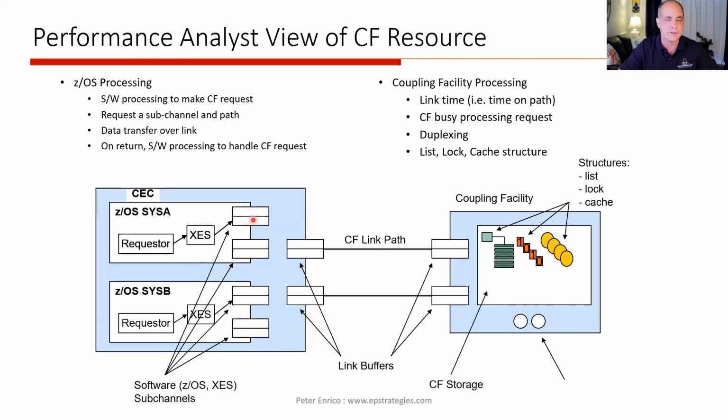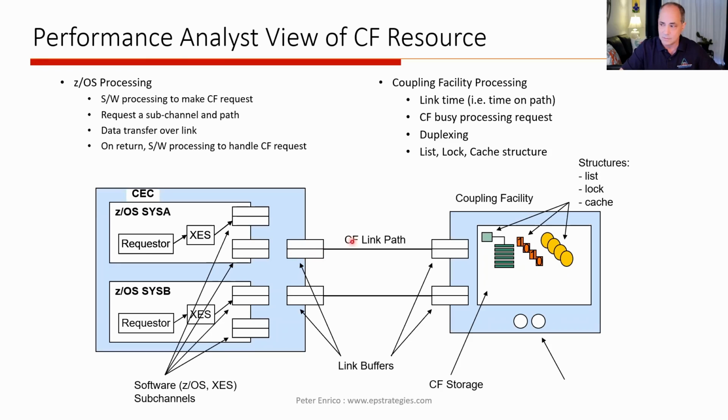Then I said we have the subchannel, which is a software staging area, and you only have X number of subchannels per link. Because you only have so many subchannels per link, you can think of the subchannel as being a performance bottleneck if you don't have enough subchannels. You can imagine that if a requester tries to make a request to the coupling facility and all the subchannels are already occupied and being used, you're going to have what's called subchannel busy, which of course is going to delay the workload. Eventually, you're going to get the path.